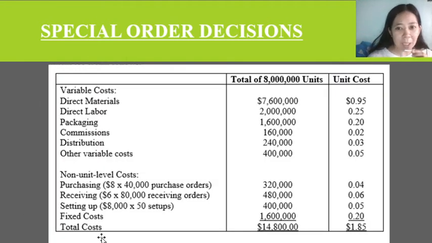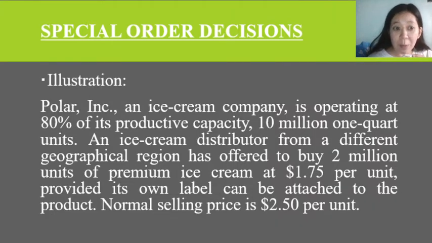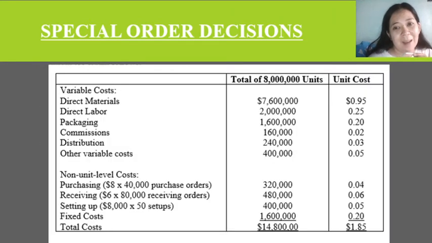Here we have the data for the production. This is their existing production capacity at 80%. Because there are 10 million 1-quart units, but they are only operating at 80%, that's 8 million units. These are our data for their existing production. We have the variable costs, the non-unit level costs, and the total and per unit costs.